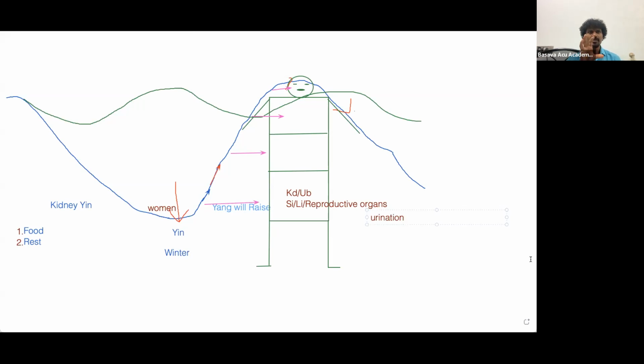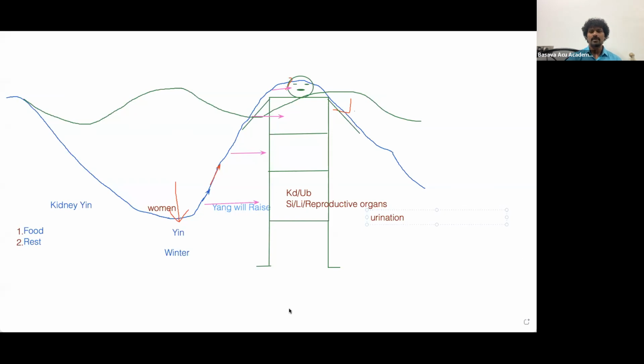Opening, closing. If urination is good, thanks to your kidney yang. Or else you have to raise the yang. For few people, unable to close, that makes frequent urination. Unable to open, that makes you delay, late urination, dribbling. Both are yang deficient. Clear?